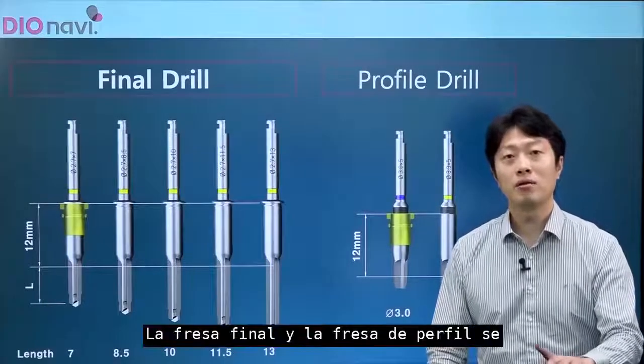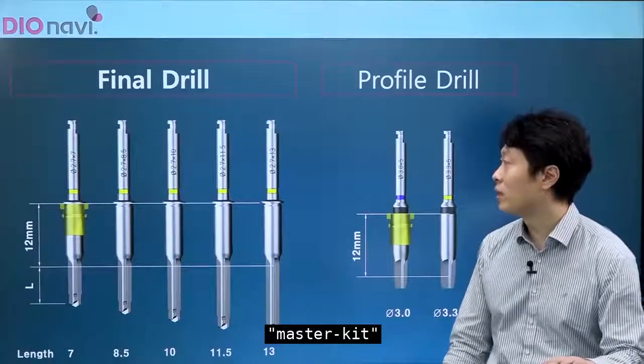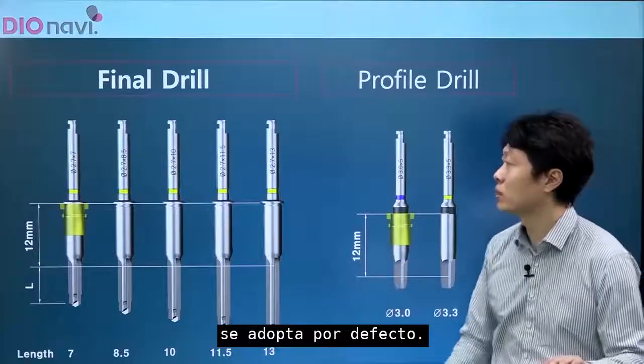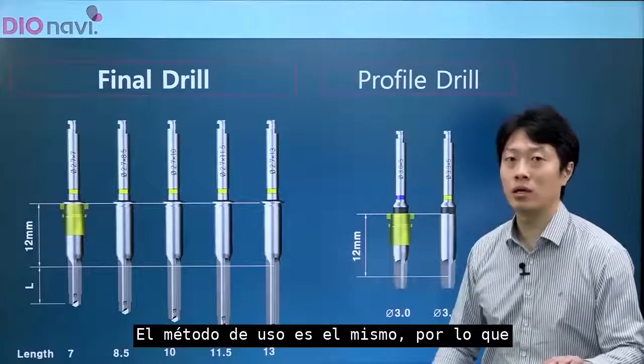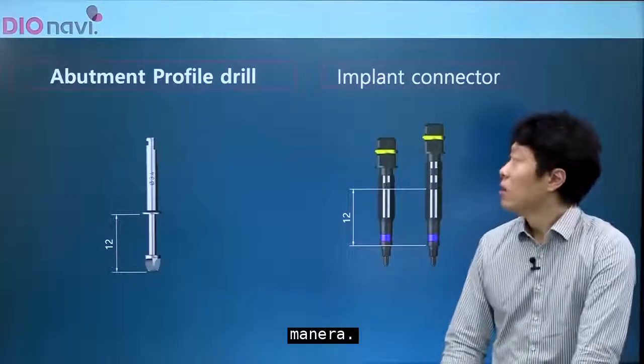The final drill and profile drill are used in the same way as the master kit. Other than that, the 12 mm offset is adopted as default. The method of use is the same. Thus, you can proceed with the drilling in the same way.